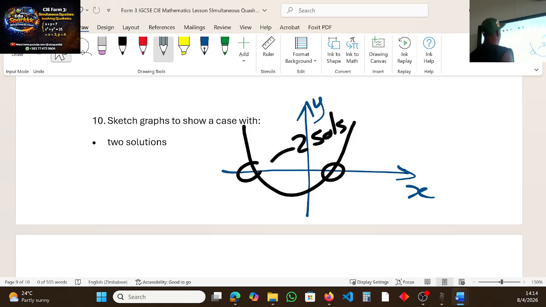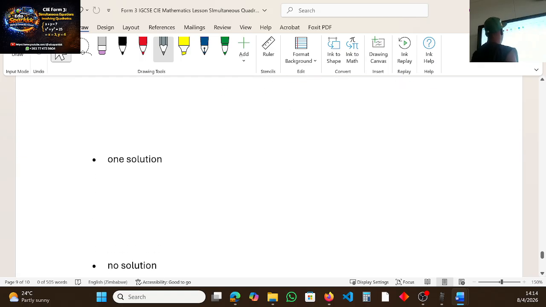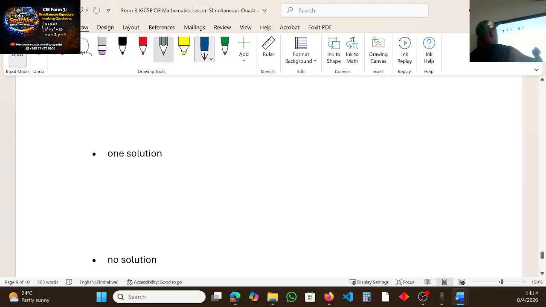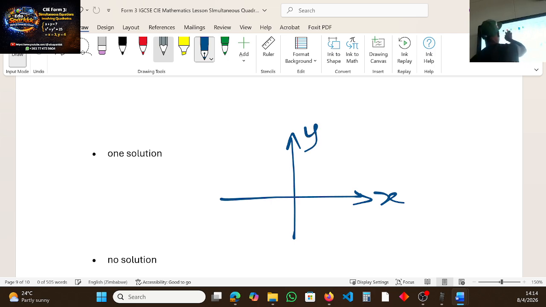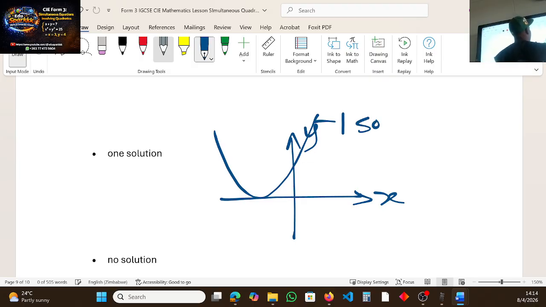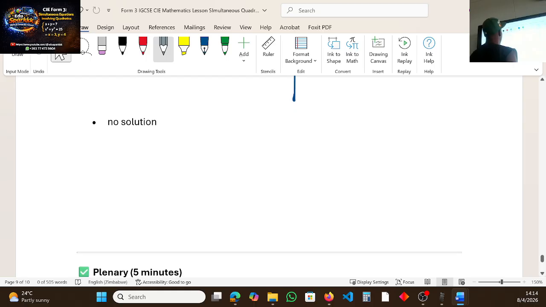Right. Moving on, one solution happens when our parabola simply touches the x-axis. It does not cross. So here we'll be having one repeated solution. Because it's repeated, that's why I'm saying solutions, but it's just one distinct solution.